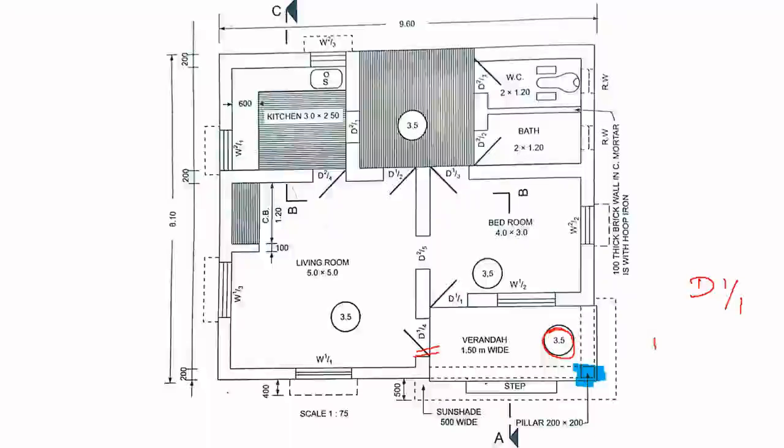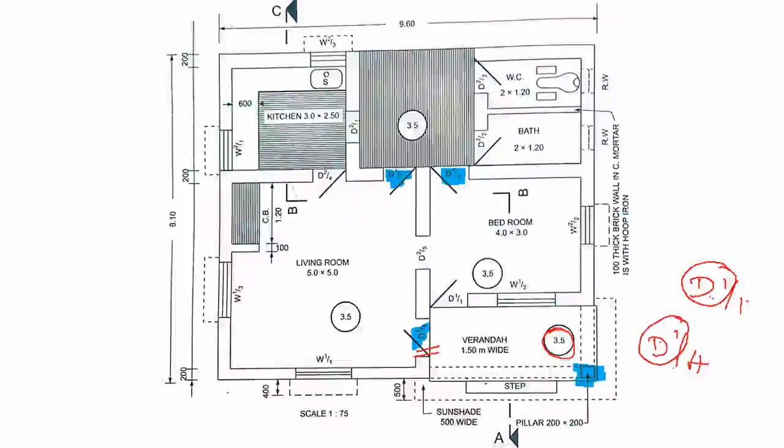Here it is given D1/4. That means both the doors are of the same size, D1. It is 1/4 because it is the first type of door, the fourth door. Second door you can see here, this is 1/2, that is first type of door, number is 2. Here it is 3. So here it is 4.